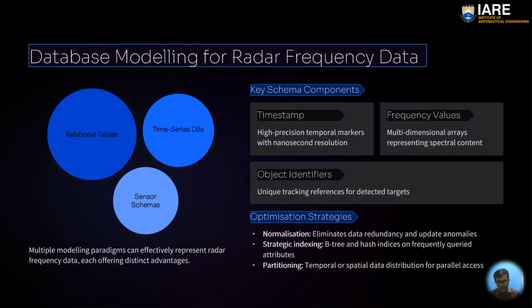Normalization. It eliminates data redundancy and update anomalies. Strategic indexing. B-tree and hash indices on frequently queried attributes. Partitioning. Temporal or spatial data distribution for parallel access. Hence, that was all about database modeling for radar frequency data.